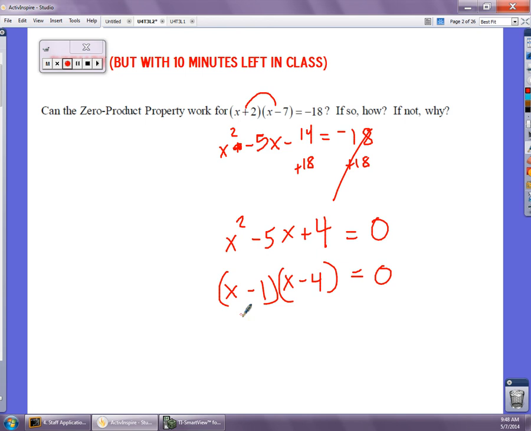Set each one of these equal to 0. You get your two answers of positive 1, because x minus 1 equals 0, and x minus 4 equals 0, you get x equals positive 4. And there are your two answers.